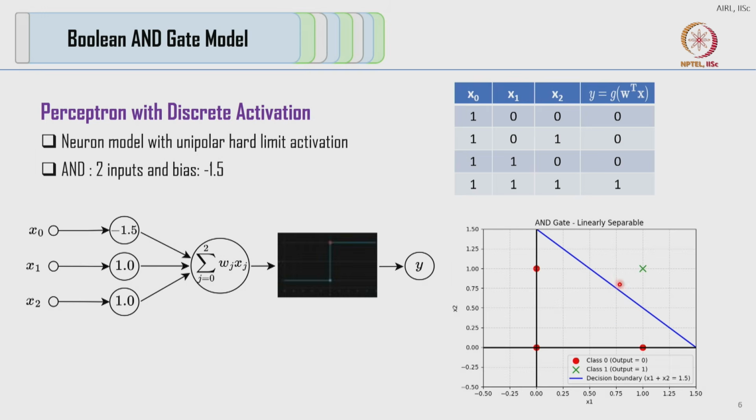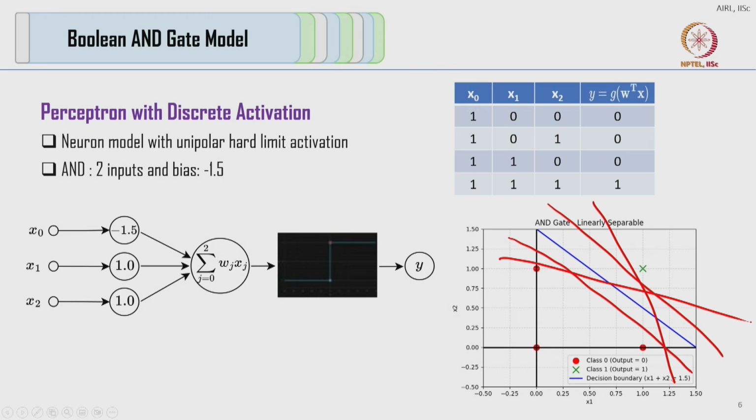So, anything above this line belongs to class 1, anything below this line belongs to class 0. So, there are infinite possible solutions. You can have multiple lines passing in between. I can draw many lines, I can draw many decision boundaries. I can draw a decision boundary like this, I can draw a decision boundary like this. All these decision boundaries can segregate this class.